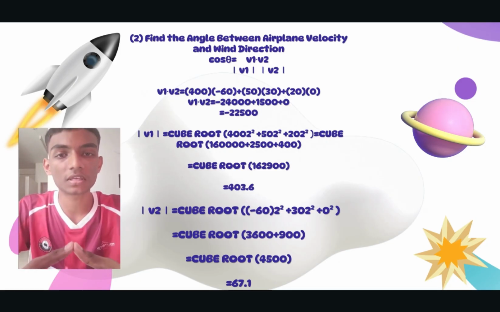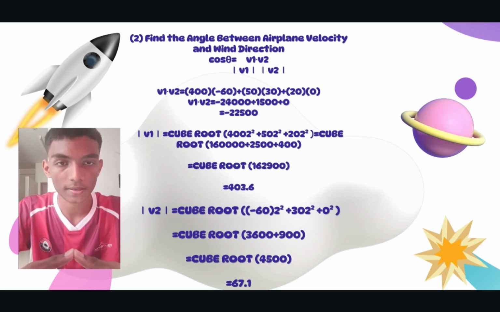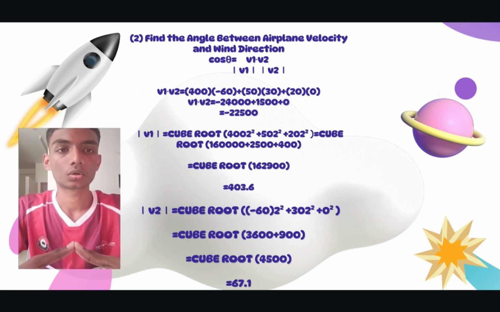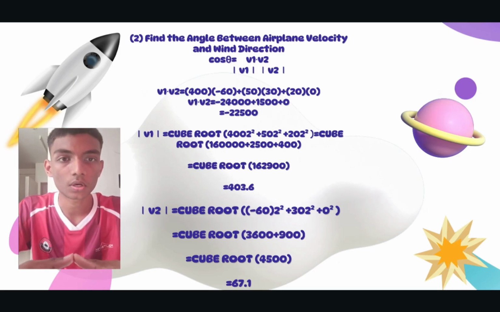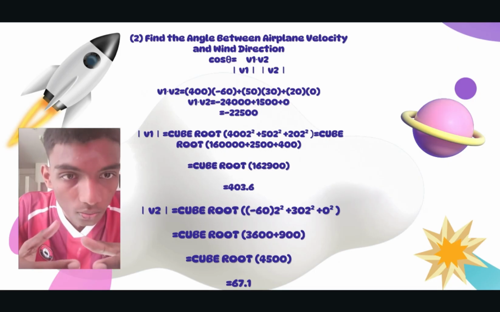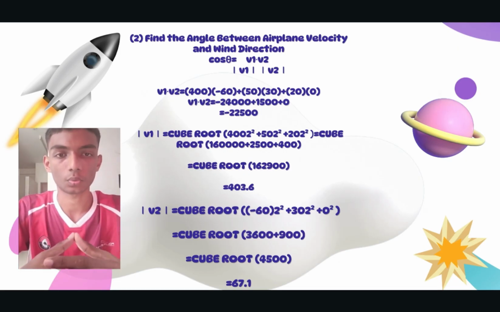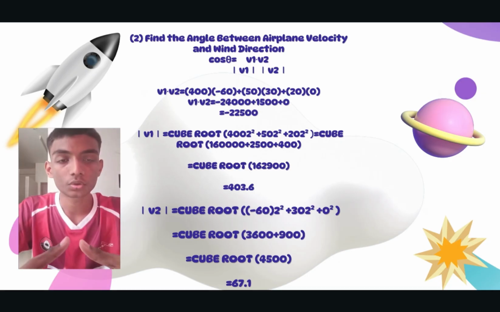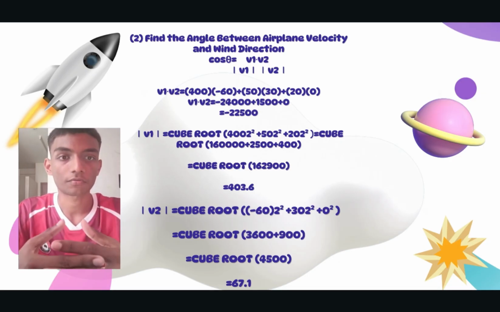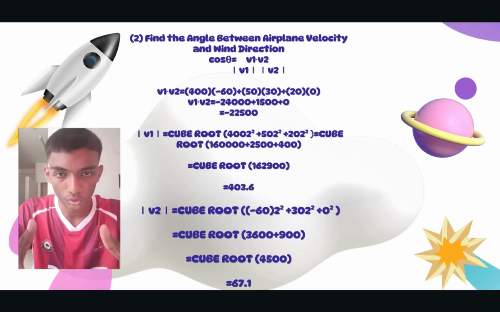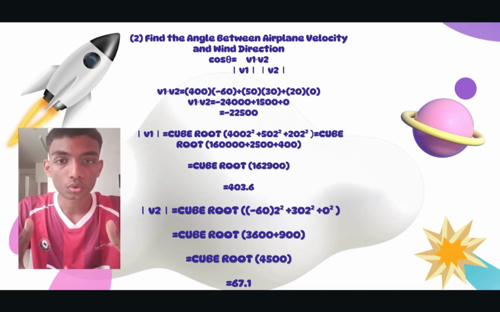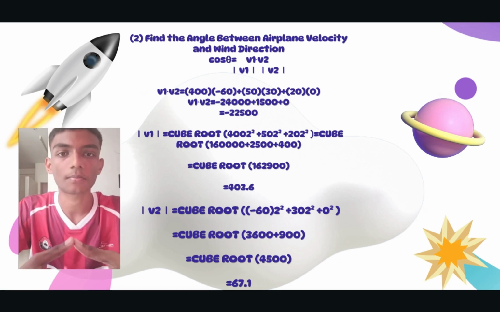Now to find the magnitude of V1, it is equivalent to the square root of 400 squared plus 50 squared plus 20 squared, which is equivalent to 403.6 for V1. Now to find V2, V2 is the square root of negative 60 to the power of 2 plus 30 to the power of 2 plus 0 to the power of 2, and the final answer is 67.1.